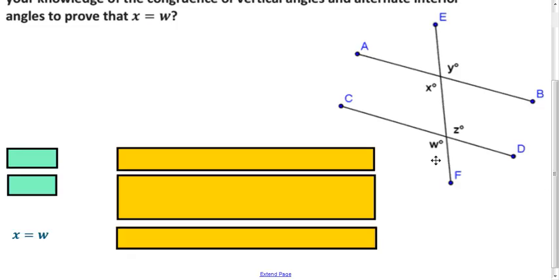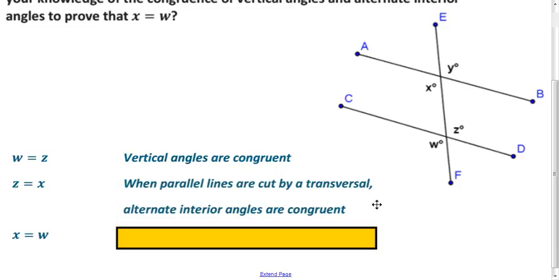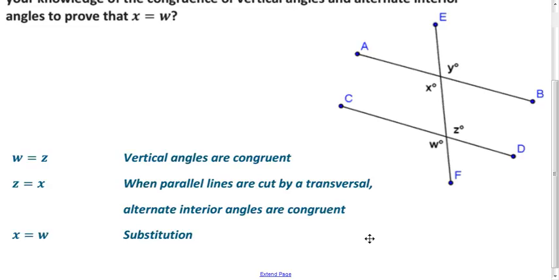What do we know about w and z? We want w in this somewhere. Well, we know w equals z because those are a pair of vertical angles. And we want x in here instead of z. How are x and z related? Those are alternate interior angles, and the lines are parallel, so their measures are equal. Now all I have to do is substitution. Instead of z, you're going to put an x in there.